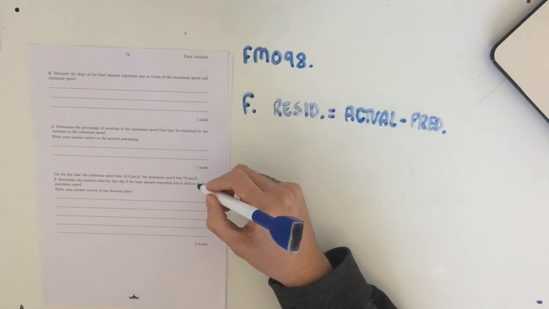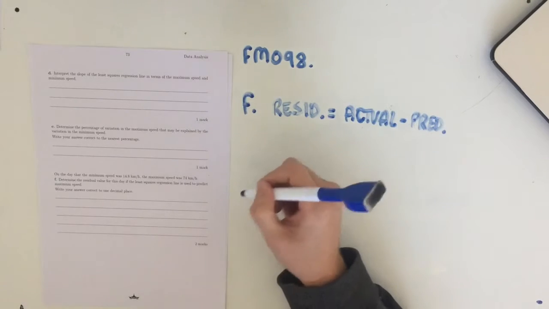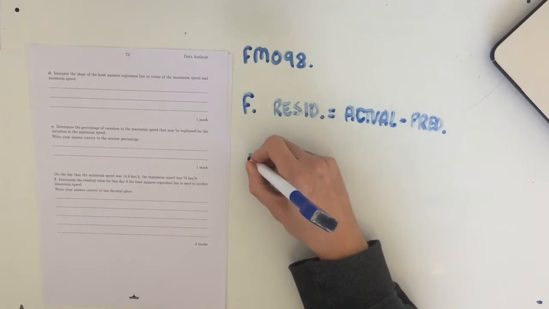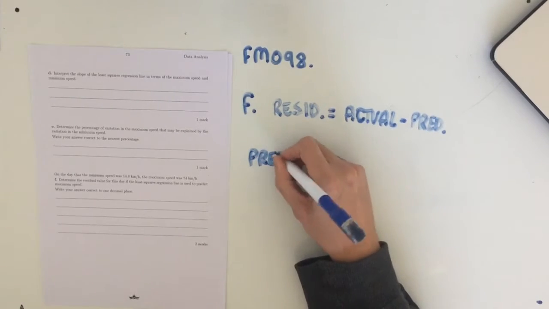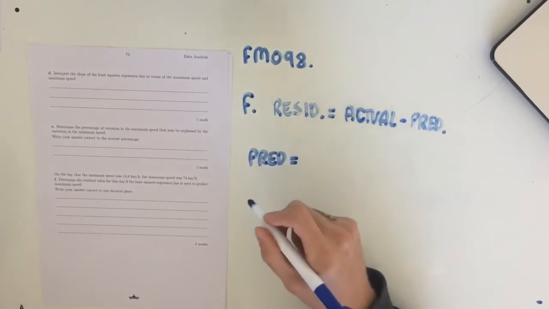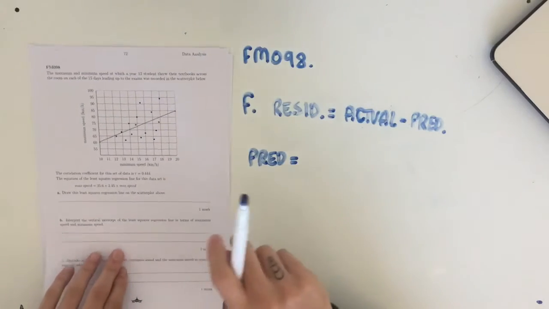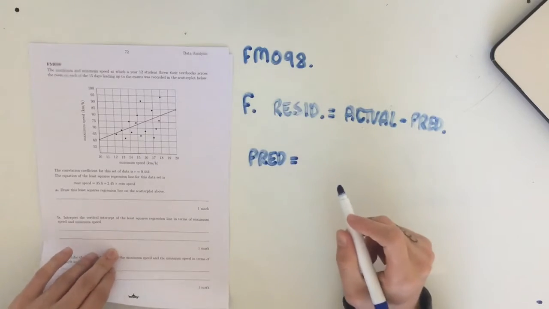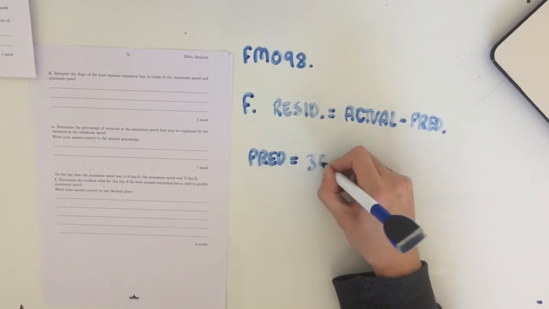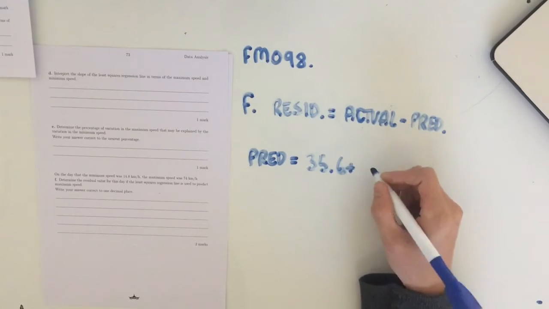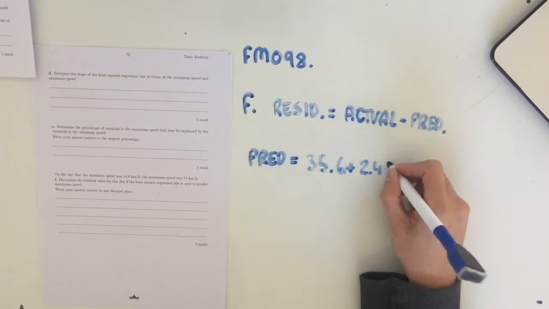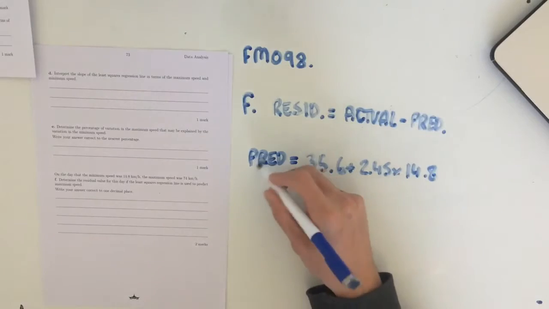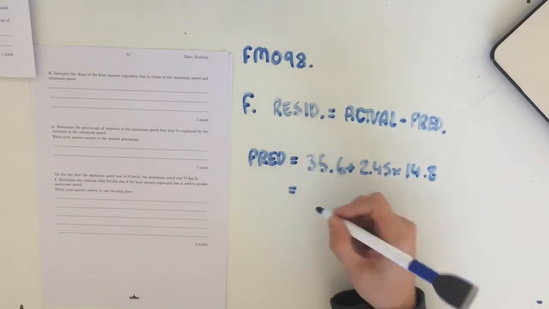So our residual is our actual value, we know that according to this. Our actual value here is 74. However, we need to find our predicted value. So in order to find our predicted value, that's going to be equal to our regression equation from before. So we're going to be taking our minimum speed and putting it into our regression line equation. So that ends up being 35.6 plus 2.45 times 14.8, because that was the minimum speed on that day.